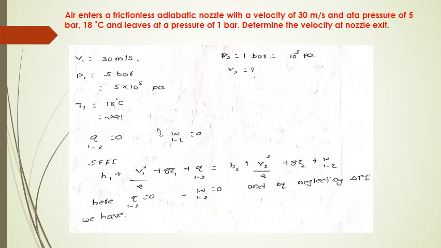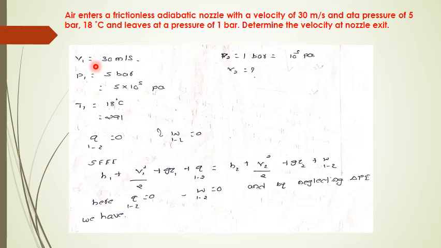The next problem: air enters a frictionless adiabatic nozzle with a velocity of 30 meter per second and at a pressure of 5 bar, 18 degrees Celsius, and leaves at a pressure of 1 bar. Determine the velocity at nozzle exit. Here also we need to find out velocity at nozzle exit. So from the given problem we can collect the data.